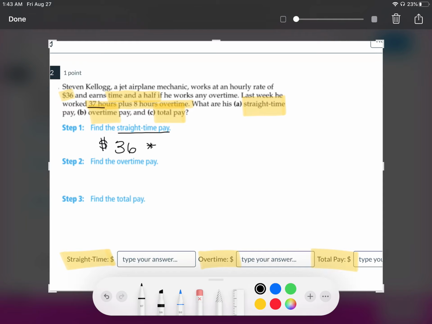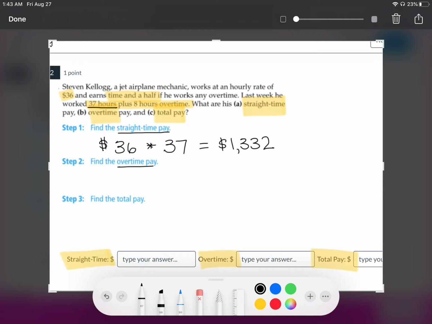His regular hours is 37 hours. That's what it tells us. He worked 37 hours. So we're going to take those. He got a great pay rate, by the way. $36 an hour is not bad. You're going to take those two numbers and multiply 36 times 37, and you should get 1,332.